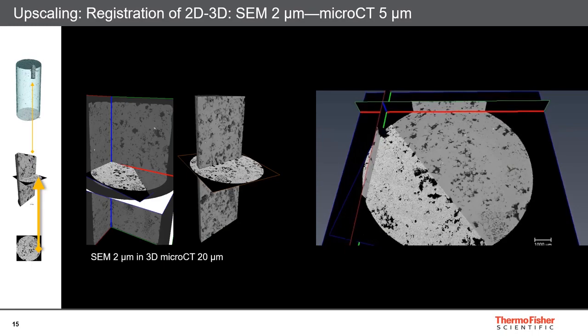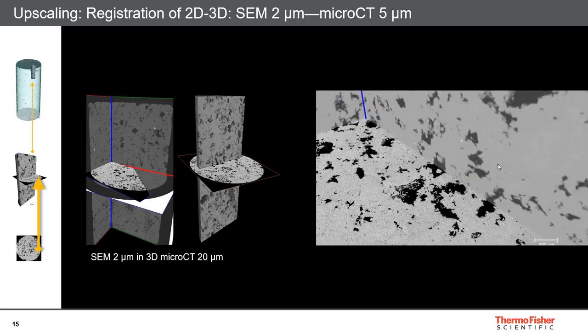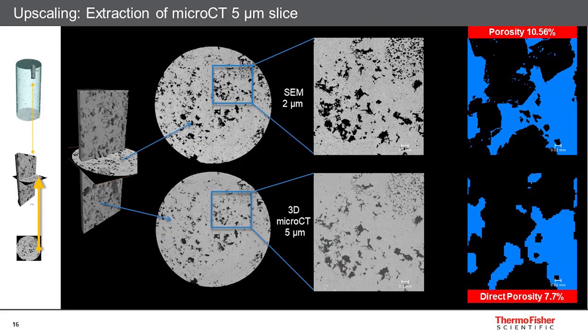Now, let's have a look at our upscaling workflow. We will first need to register the SEM slice with the 5 micron subplug, as you can see in this short video. Once registration is completed, we can easily extract the exact same slice from the microCT subplug. Reporting the pore space of the slice, we highlight that the direct porosity segmentation of the 5 micron plug is missing small pores. We can infer this because the value of 7.7% is far from the actual porosity value of 10.56%.